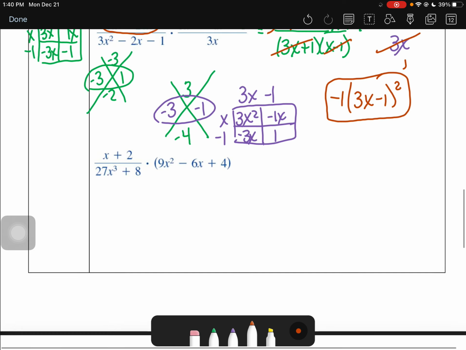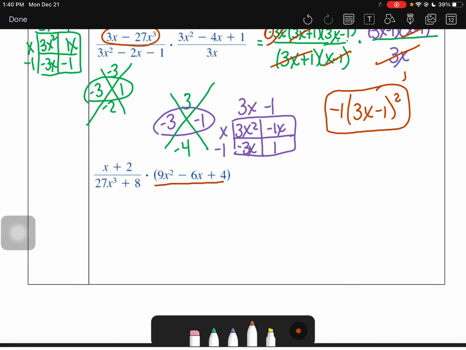Okay, next problem. The second piece is going to be over 1. So we have our x plus 2 in our numerator. That cannot be factored. In our denominator, that is our cubic function pattern. We're going to do the sum of cubes. Cube root of 27x cubed is 3x. Cube root of 8 is 2. Then remember, you square the first term, change the sign, multiply the two together, and then square the last term.